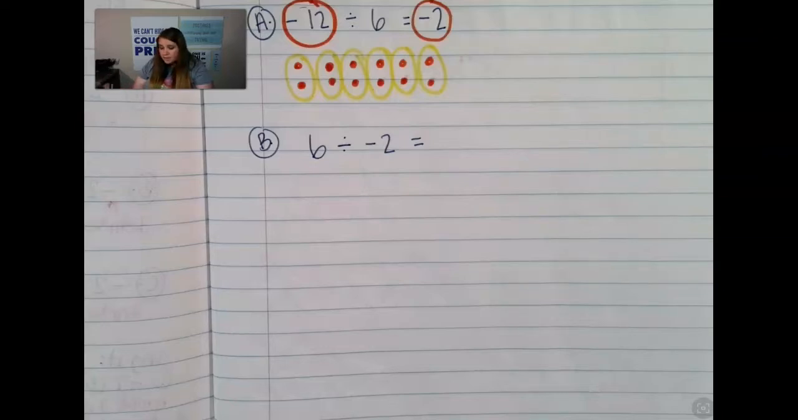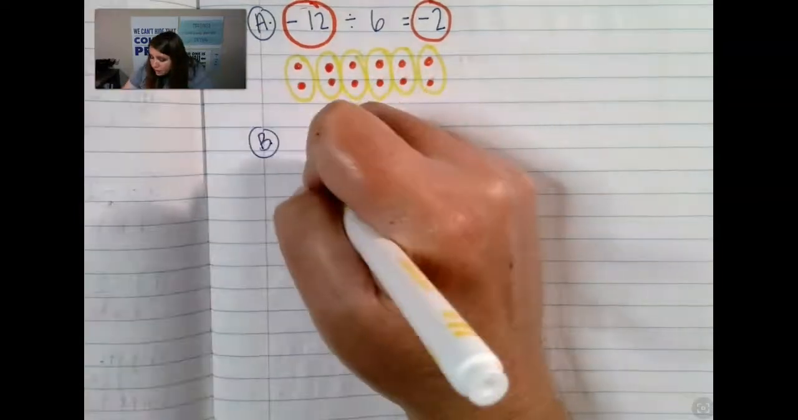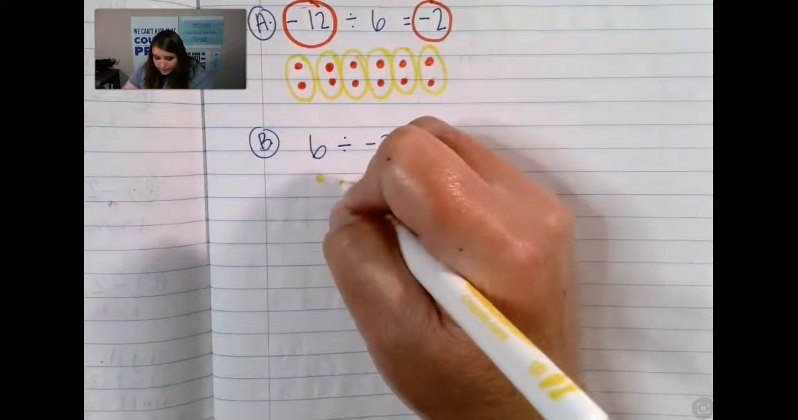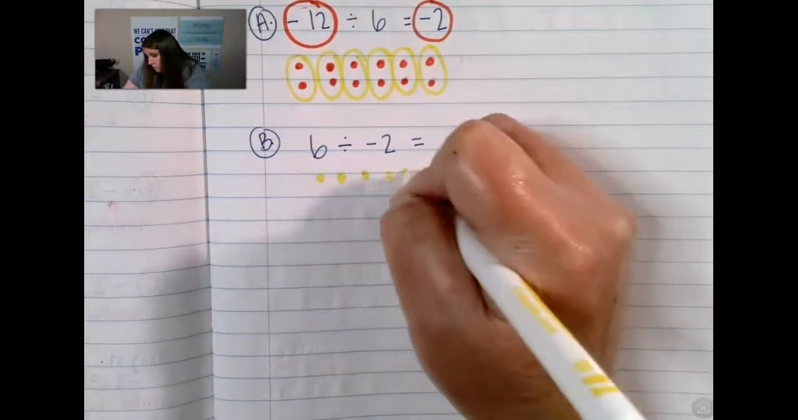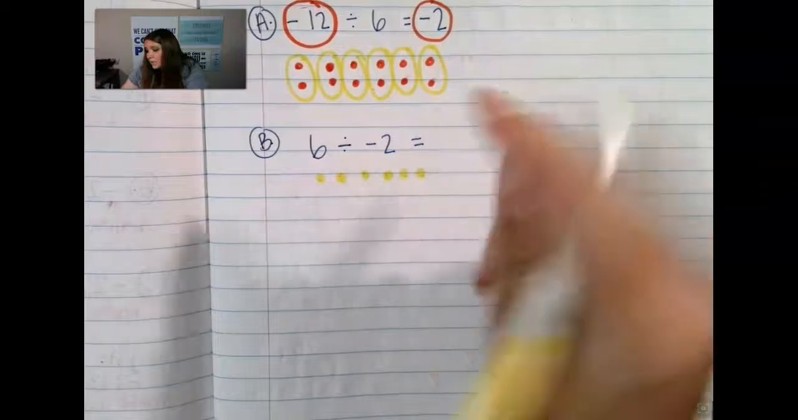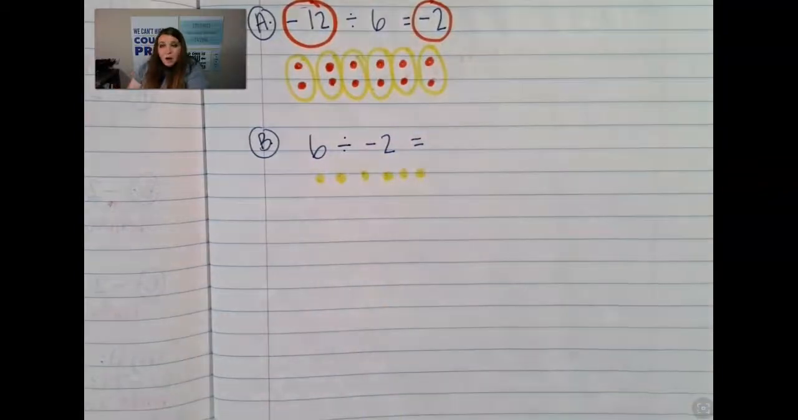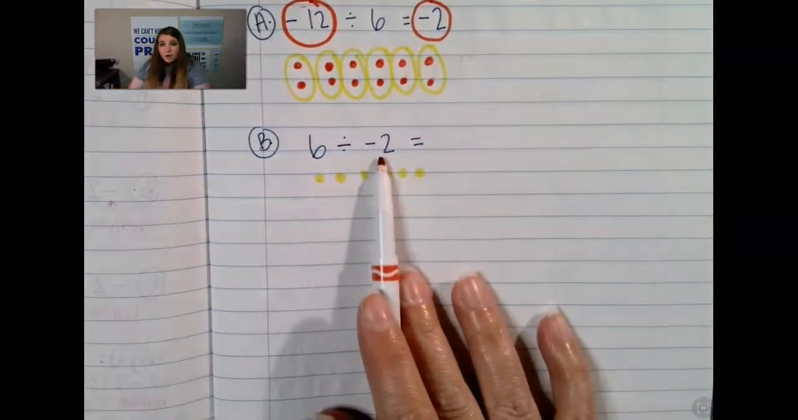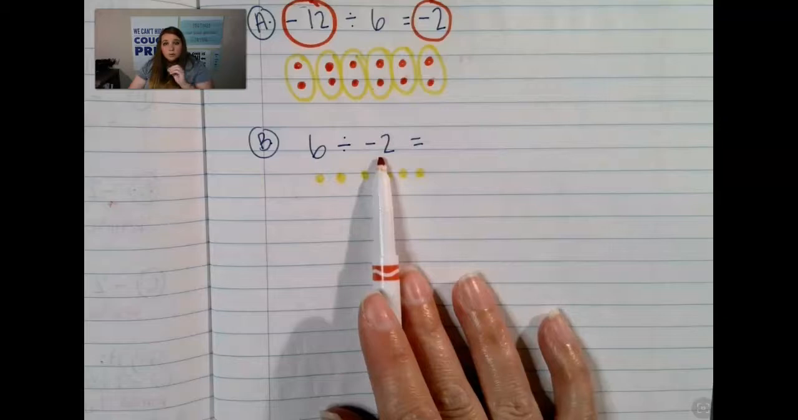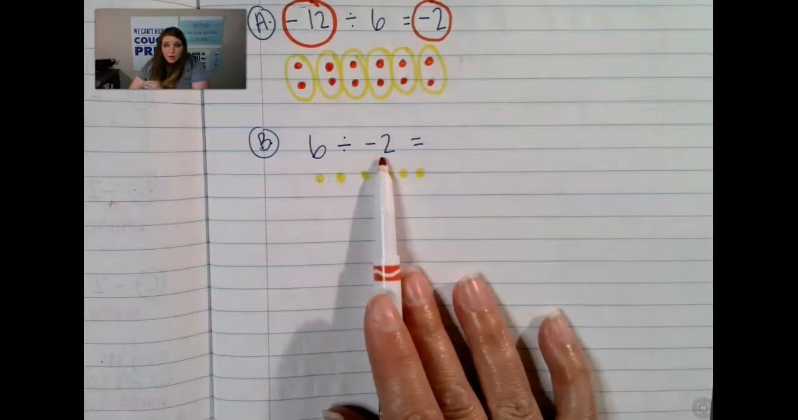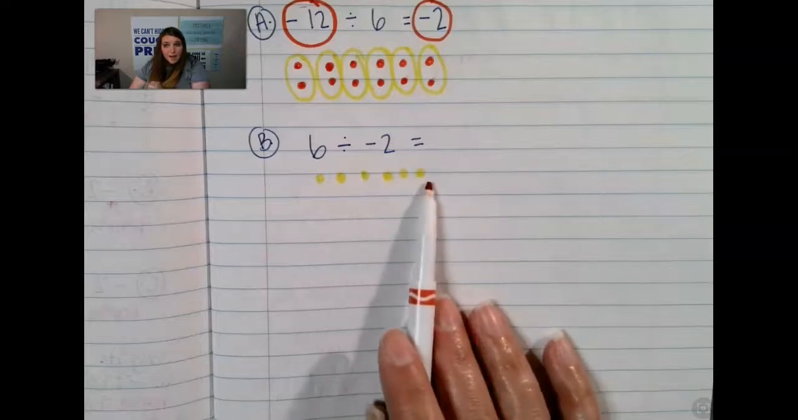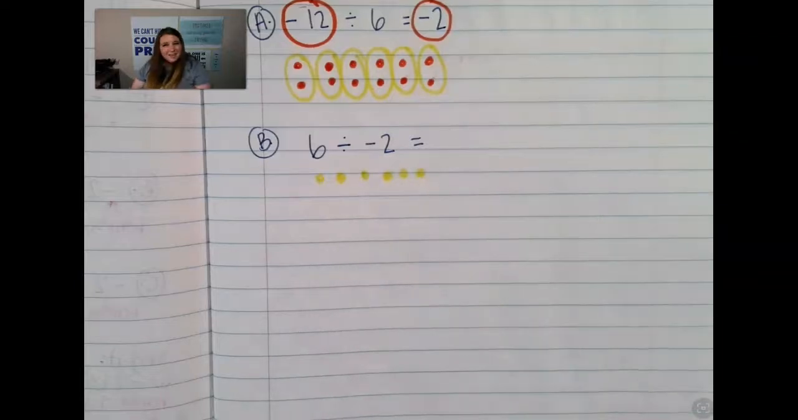So if I look at this and see what will be inside the group, I start with 6. And I need to split this so that I have groups of -2s. How many groups of -2 will I have? I don't have any -2s on my board right now. I have no negatives.